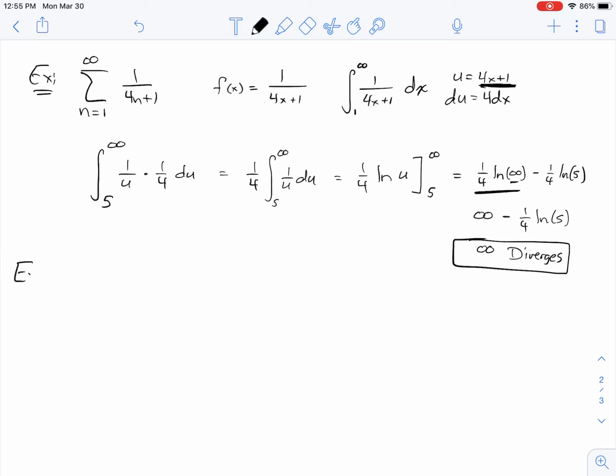Let's do another example. Let's look at this. 1/2 plus 1/5 plus 1/10 plus 1/17 plus 1/26. I'm sorry, I first said 1/19 and 1/27, but that should actually be 1/17 and 1/26.